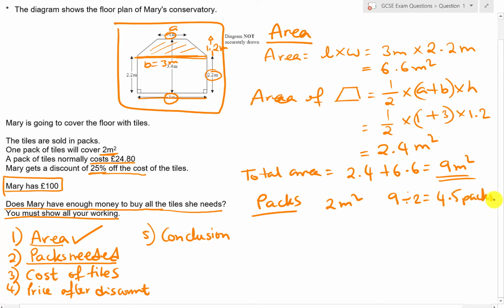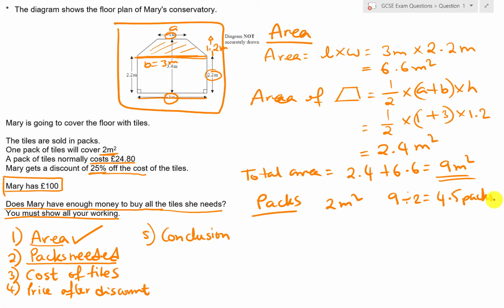Now you have to understand that if you go to a shop, say for example to B&Q, and they sell tiles in packs, and you ask them, oh, I want to buy half a pack. Now unless they have half a pack available, what they say is, sorry, we cannot sell half a pack. Okay, you have to buy the full pack.